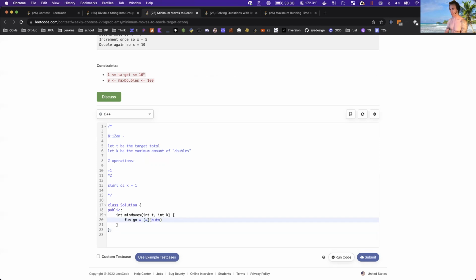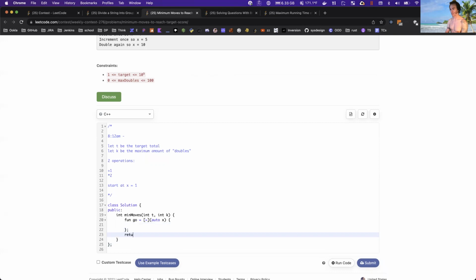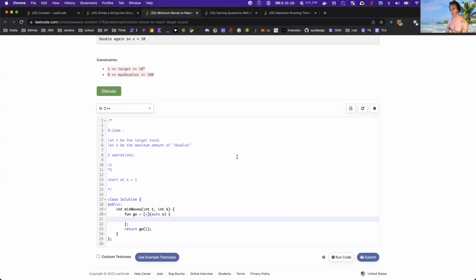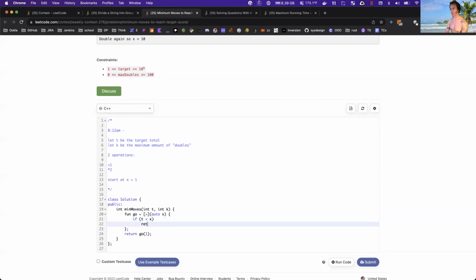Then by value. x. Okay. So I think we'll just do this recursively first. And we don't ever want x to be greater than the total, because we never go backwards, we only go forward. So if x exceeds t, then return infinity. This is not where we want to go, basically.